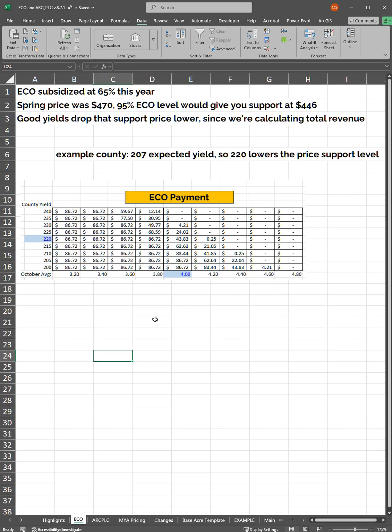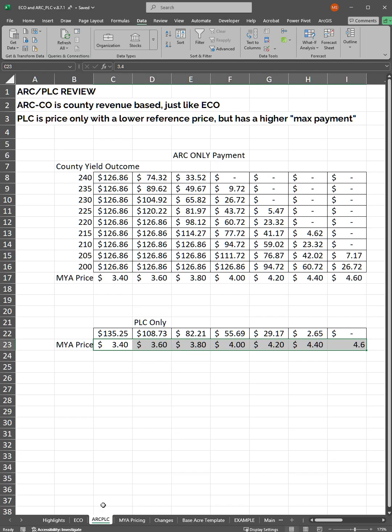Now, higher yields mean lower price floor because it's a revenue-based product. And so you can see on the chart down here, as county yields go up, the price that the payment kicks in actually gets lower. So let's say this county, for example, had a 207 expected yield. If they come out with a 220, that's actually going to create a lower price floor. The price isn't going to really kick in until probably closer to 420. And then they've got about half of the payment at $4 and about the rest of the payment at 380. So just an example of how that works.